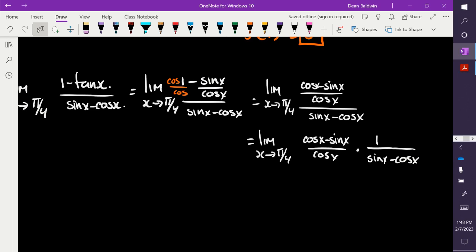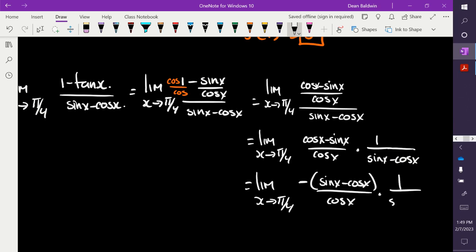The signs are switched, right? To make them match, just factor a negative out. It doesn't matter which one you do it out of. You can factor a negative out of this one. If I factor a negative out of the top, it's going to switch the signs. So I get negative (sine x minus cos x) over cos x times 1 over (sine x minus cos x). And then they go bye-bye.